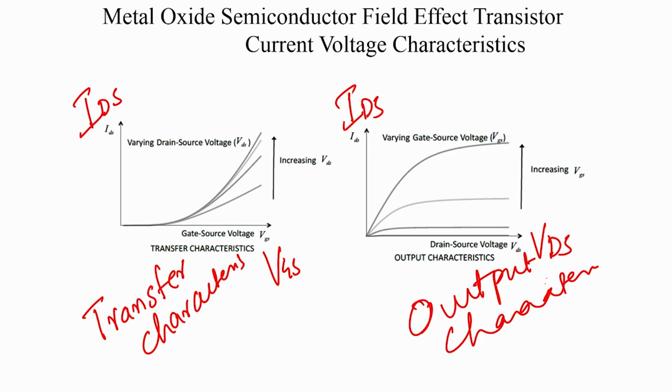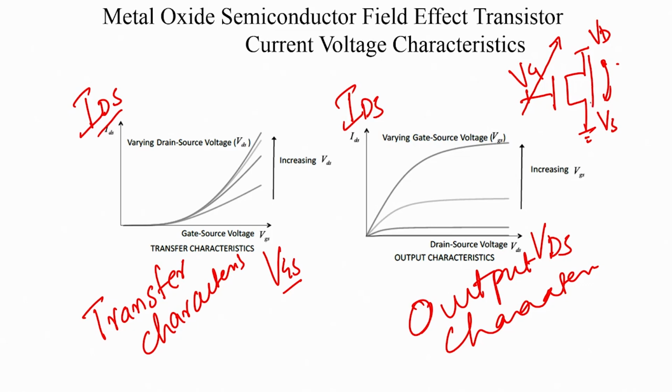So, what do we do? We take the MOSFET. Let us say I want to plot the transfer characteristics. We have the source, we have the drain, we have the gate. The transfer characteristics is IDS versus VGS. We set a value for the VDS, and then we sweep the VG and measure the current, and then you change the VDS to a different value and again sweep the VG and measure the current.